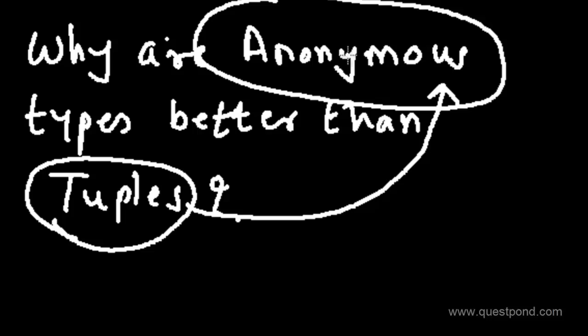do the comparison. So what we'll first do is take up a typical scenario where we can use tuples, and then we will improve that code by using anonymous types.